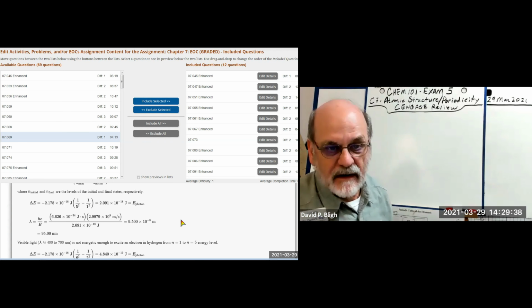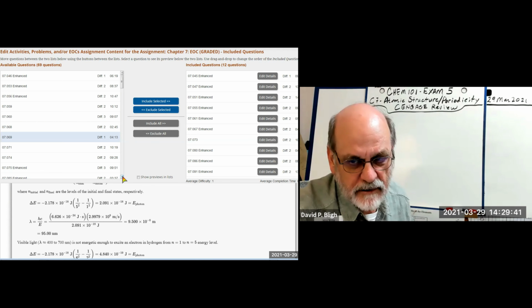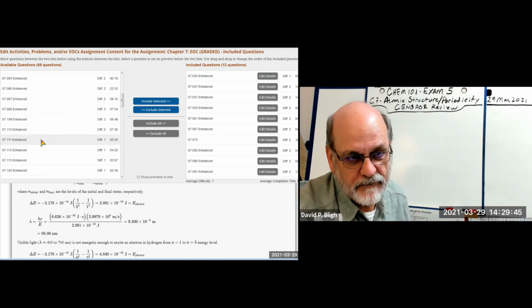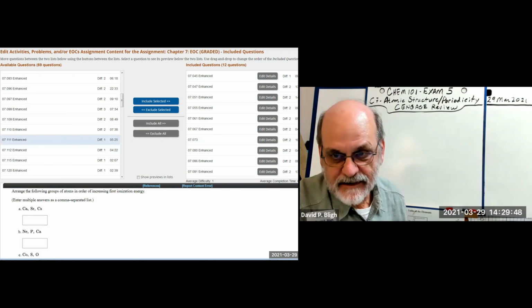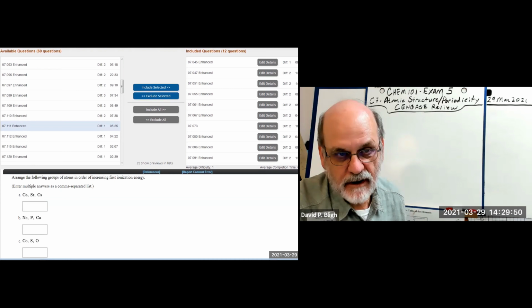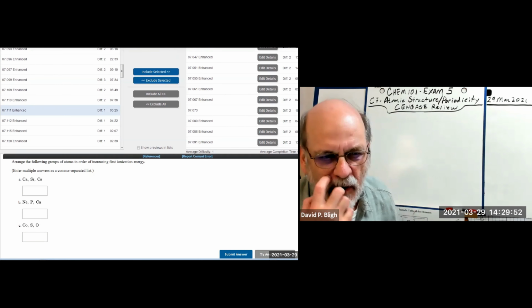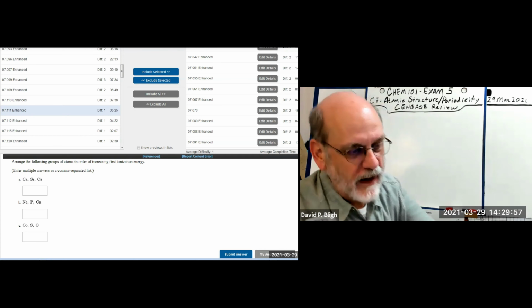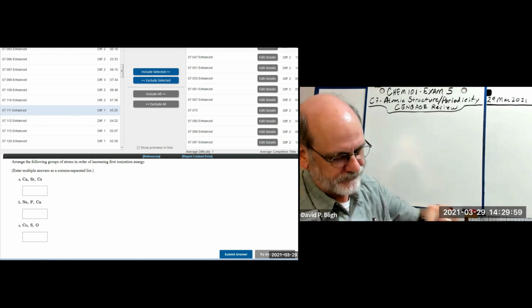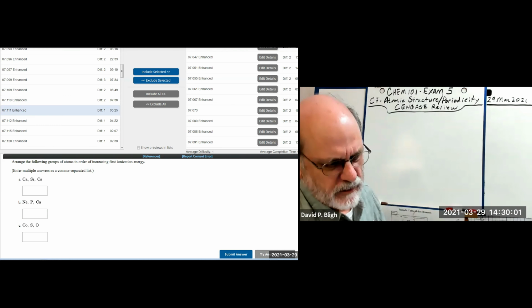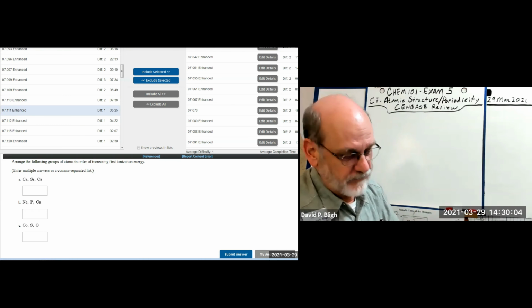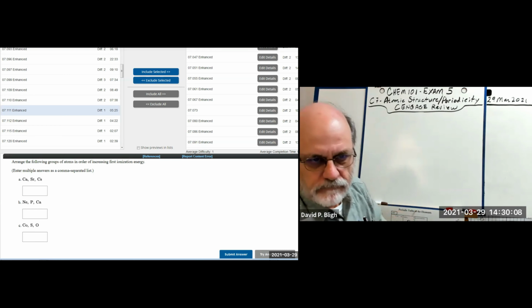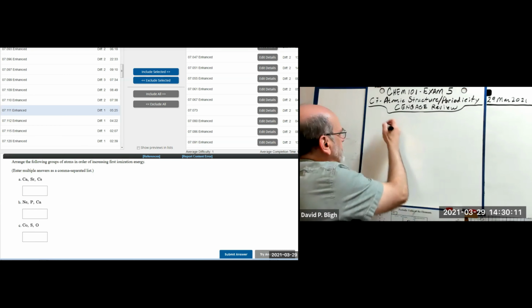All right, so let's see if we can find another number one. Here's one. Let's see how it compares. Arrange the following groups of atoms in order of increasing first ionization energy. Okay, now we're going to periodicity. I'll leave that open. We might need that table again. Okay. 7.111.